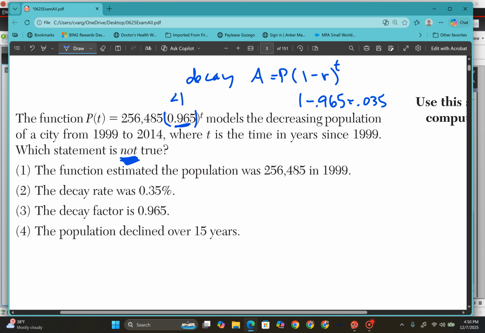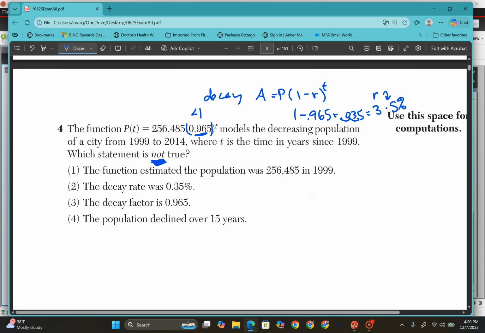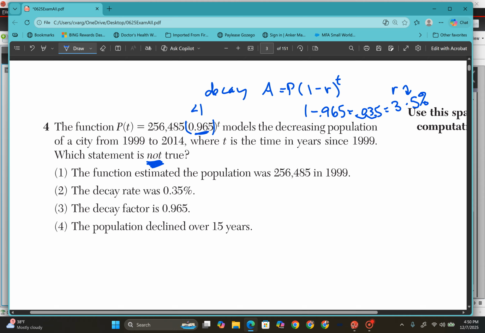Now, what is that as a percent? Right? To figure out what that is as a percent, we're going to move the decimal 2 places to the right. So from decimal to percent is 2 places to the right. So this is 3.5%. That's the rate of decay. So our rate is 3.5%. Now, automatically, this right here says the decay rate was 0.35%. That's not right. It's supposed to be 3.5%. They moved the decimal incorrectly, right? They multiplied only by 10, not by 100. So this statement is not true.